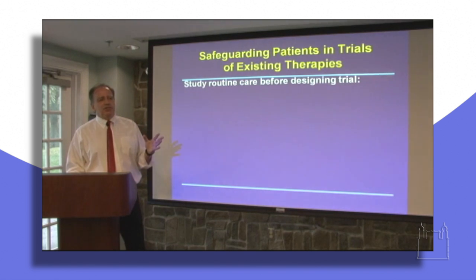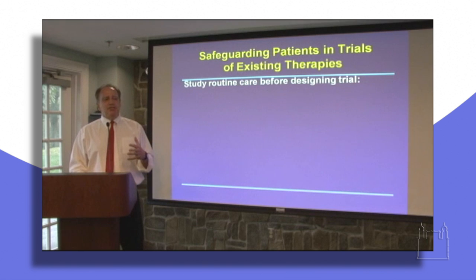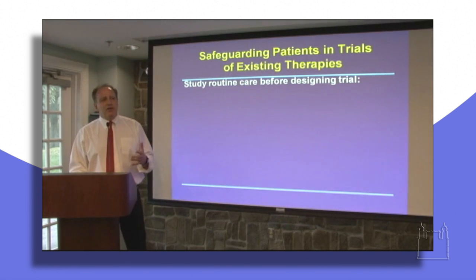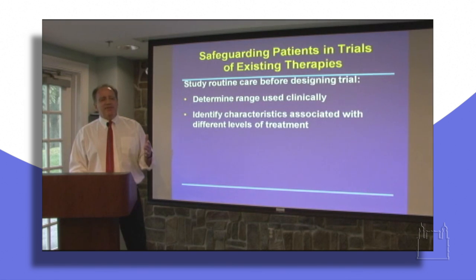I think the critical issue in these trials of usual care is to study routine care before you're designing the trial. Determine what ranges are used clinically. Identify characteristics associated with different levels of treatment. And in terms of the very first study, the SUPPORT study that I discussed with you, that was the problem.